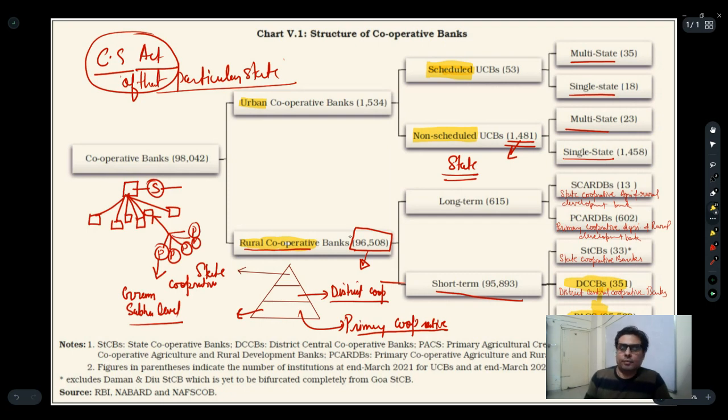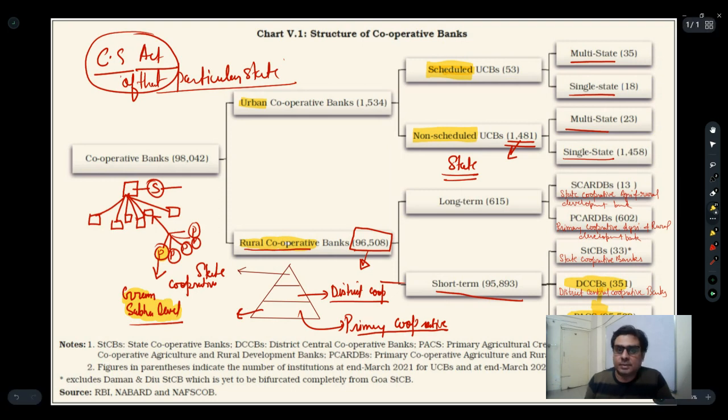So if a loan or any kind of financial assistance is being provided by the cooperative banks, then we have to see if it is a small scheme which can be implemented only at Gram Sabha level, right? If it can be implemented at Gram Sabha level, then it is a primary cooperative society which is going to implement that scheme, right?